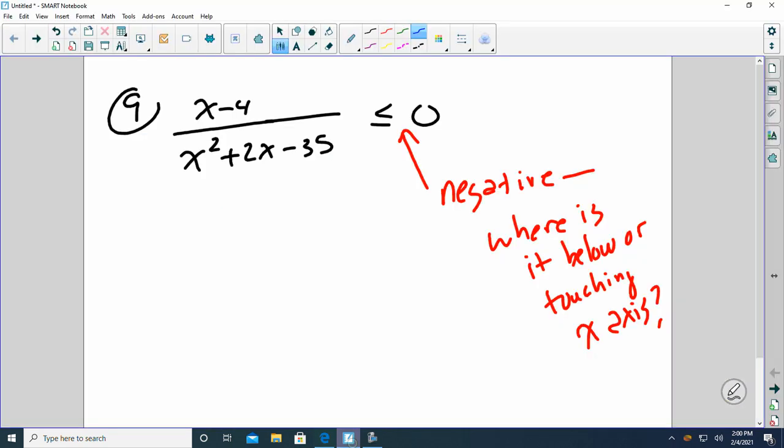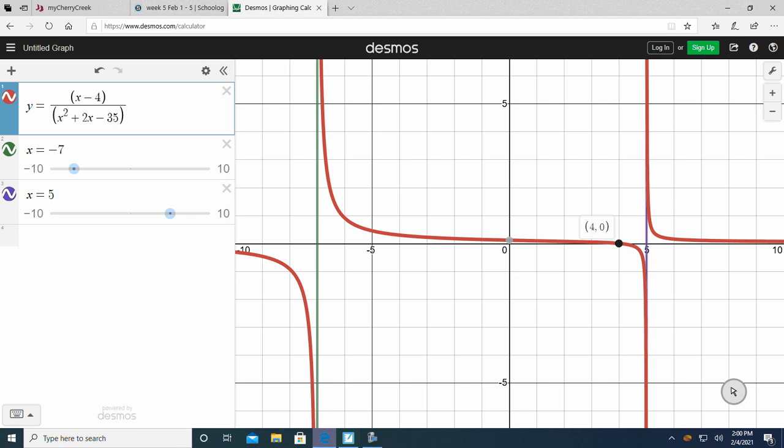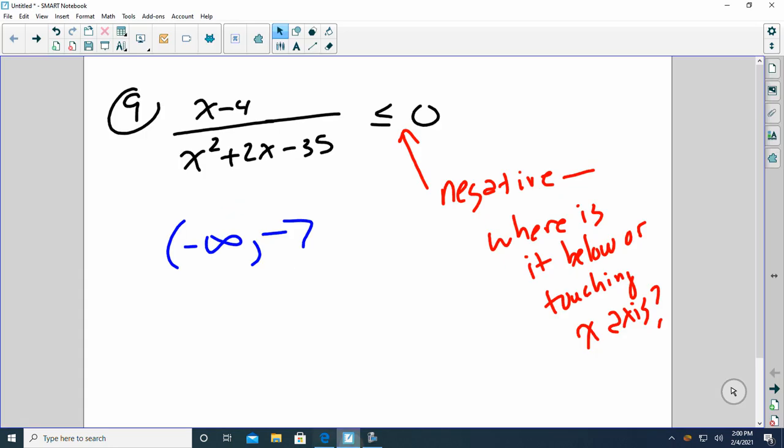So let's go here. So from negative infinity to negative 7. Go back and take a look at the graph. It's going to approach it. It approaches that 7, but it's never going to get there. So that's going to be a round bracket.